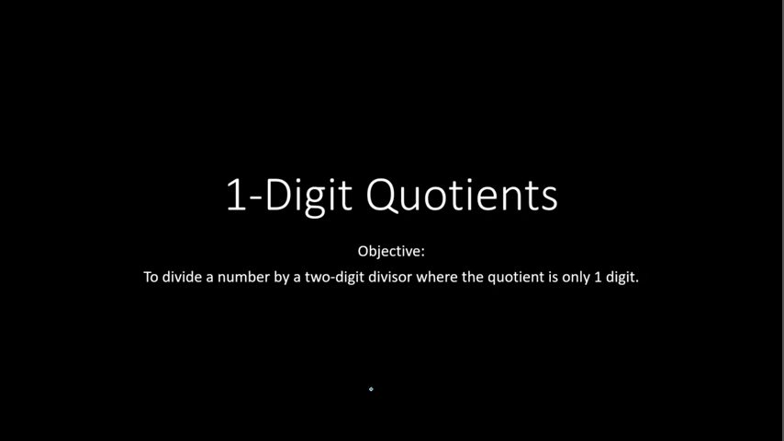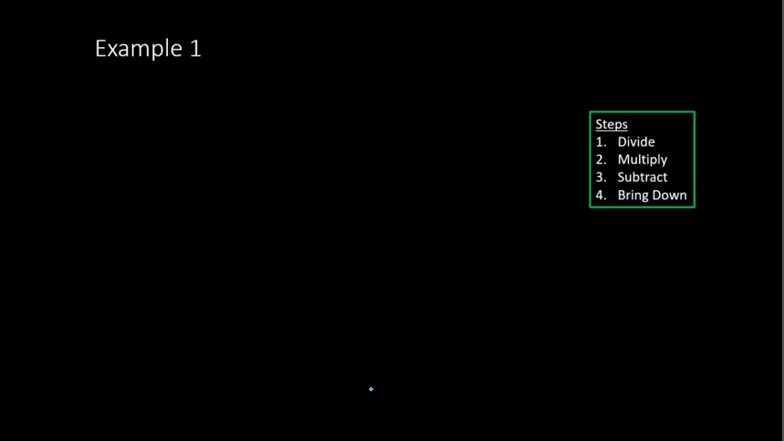process. So example 1, what we're doing is 144 divided by 36. Now when you're dividing, your steps are the same as with a one-digit divisor. So we're going to begin by dividing, and we multiply, and then subtract, and then bring down.